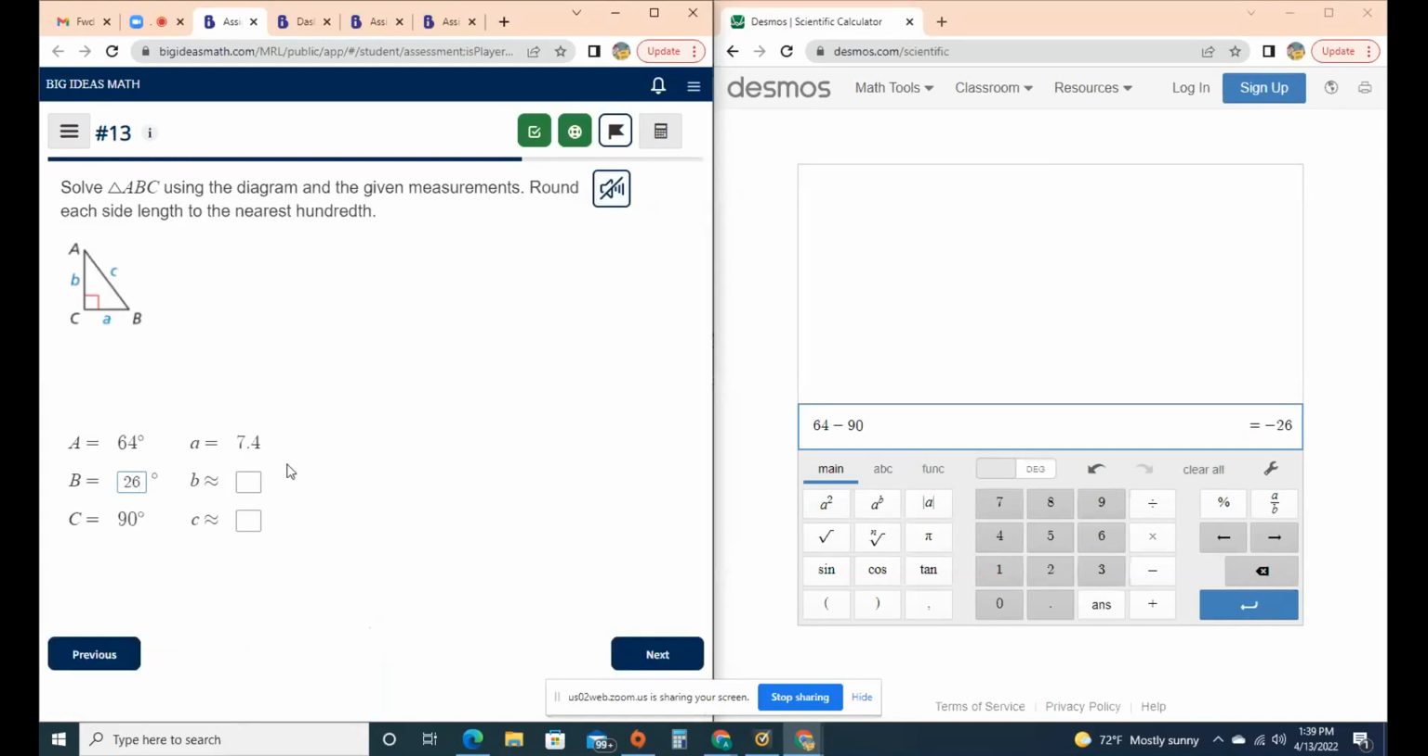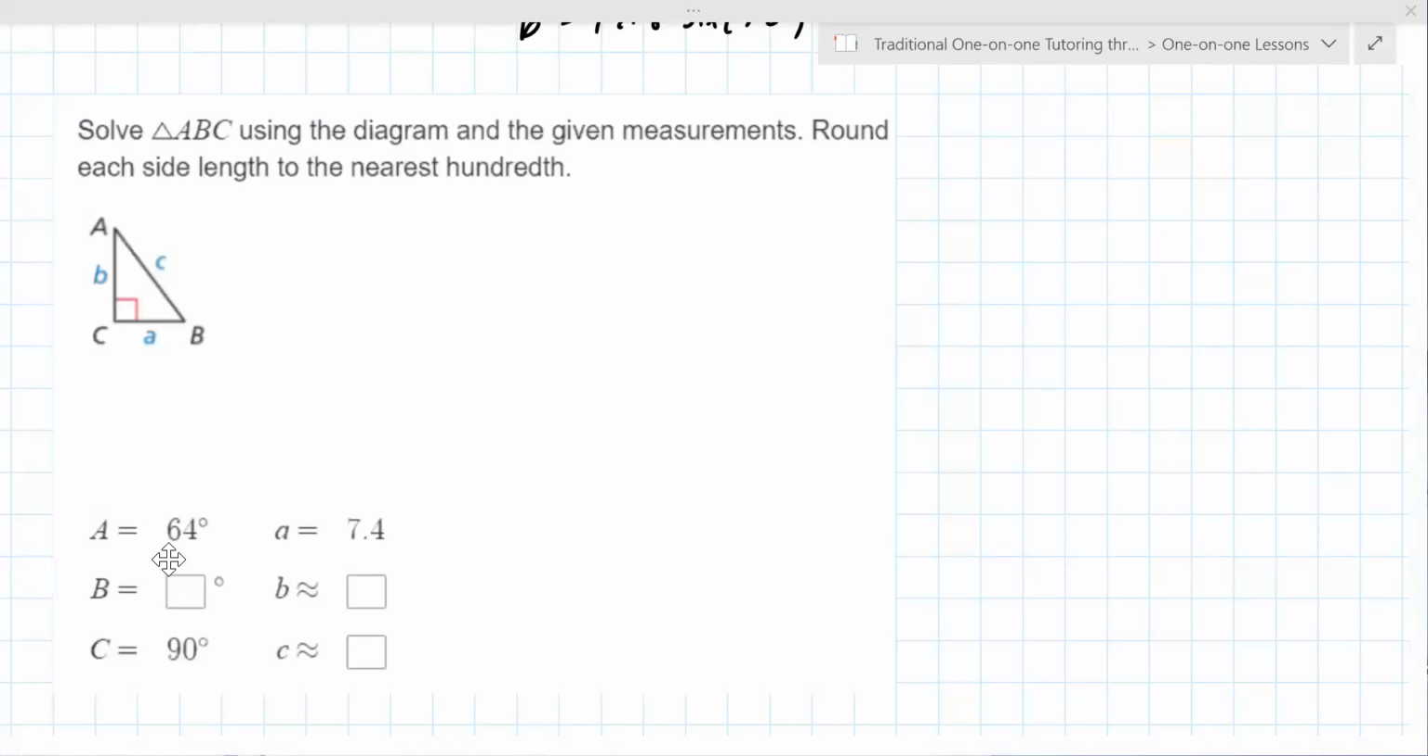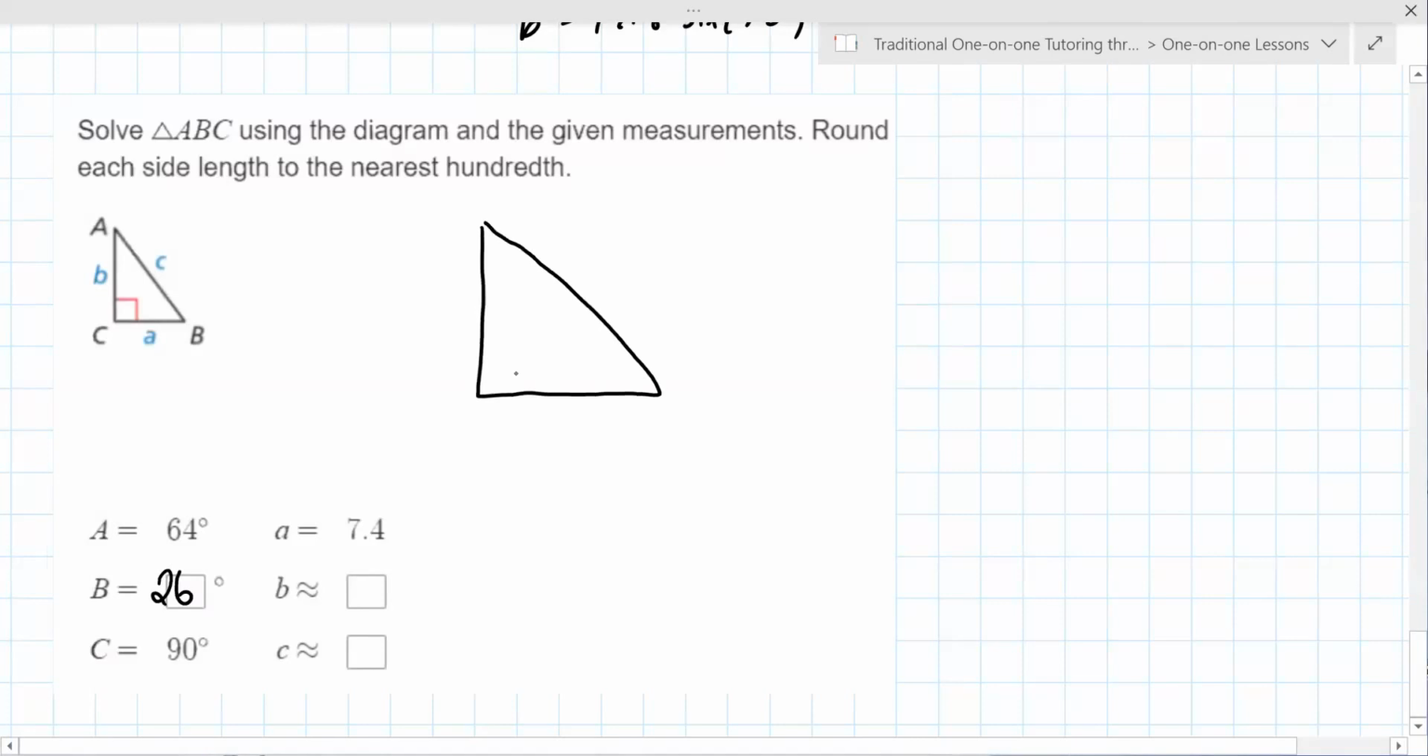All right, so I'll share my screen and we'll work through the rest of this together. So if you've noticed, I've been drawing the triangle every time we've been working through problems. 64 degrees, I'll just leave that one. I won't make the other one here. And then angle A is 7.4. And we want B and C. And these are our 3 options.